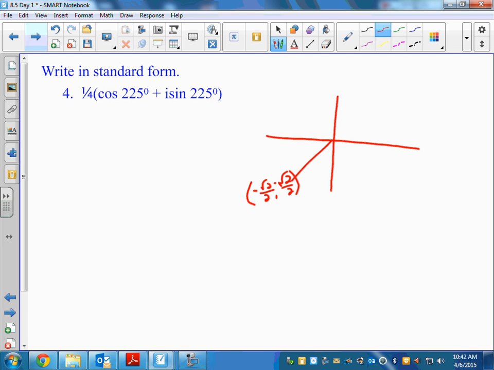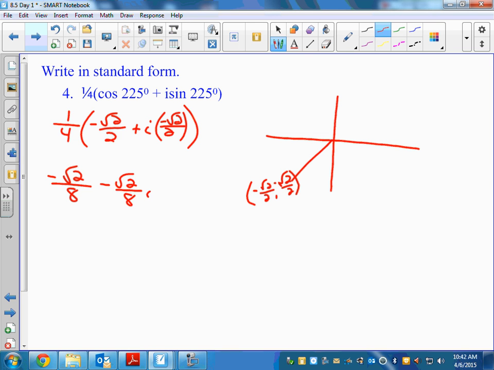Since this is exact, I kind of want you to give me exact answers. But could I just replace this with negative radical 2 over 2 plus negative radical 2 over 2 i? Can I do that? I'm just plugging in what cosine and sine of 225 are. And then could we just simplify that? Is that just negative radical 2 over 8 minus radical 2 over 8i?